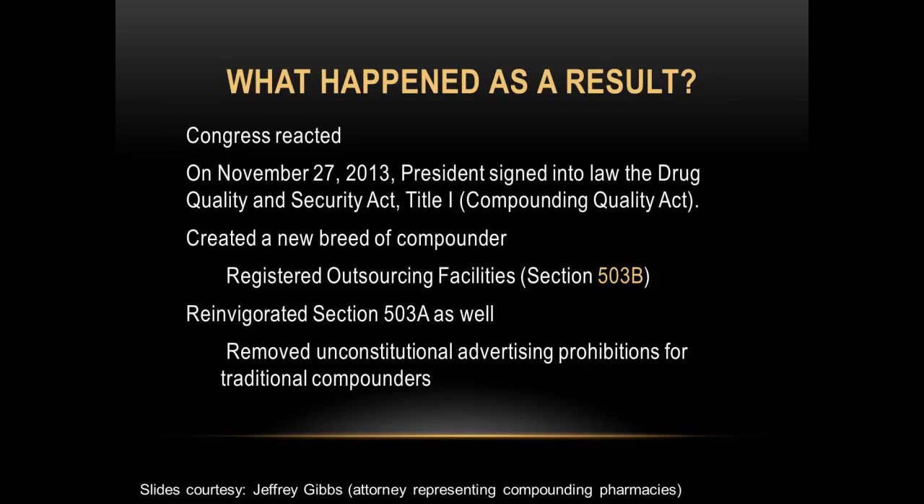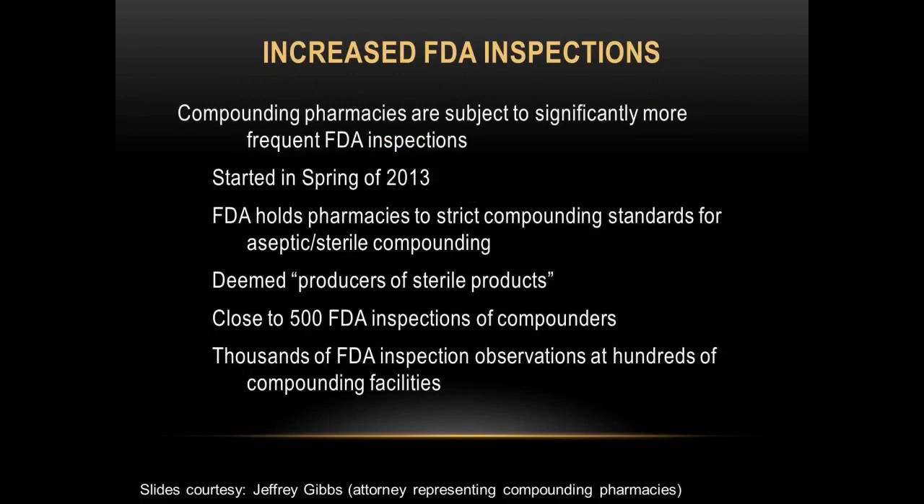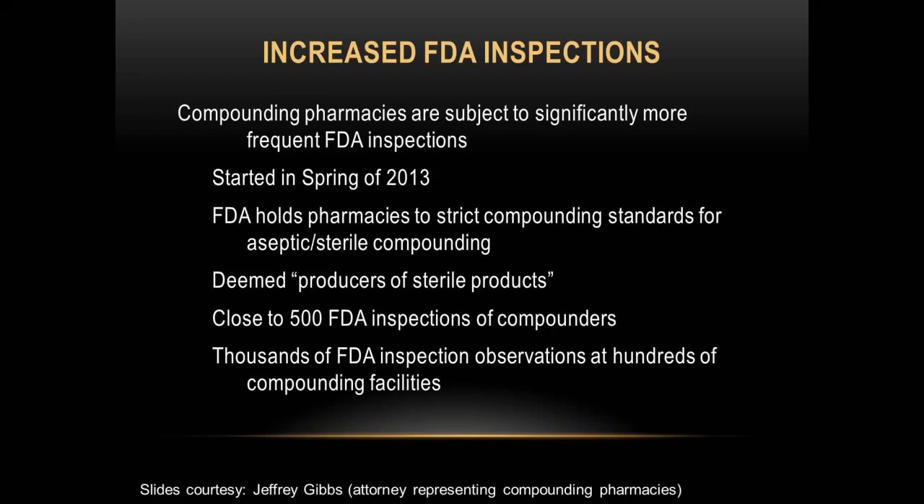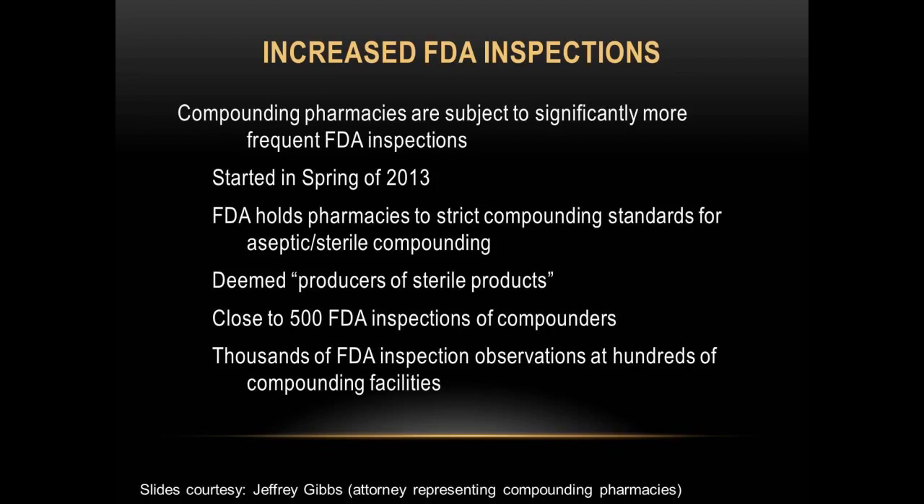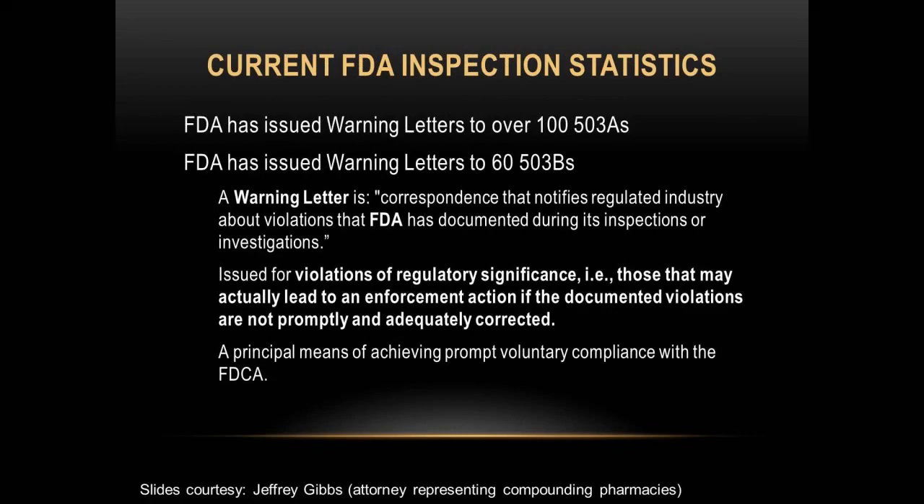Congress passed the Drug Quality and Security Act in 2013, creating these Registered Outsourcing Facilities, or 503B. They also reinvigorated the 503A compounders, and I'll talk a little bit about the differences between those two. They dramatically increased the FDA inspections for compounding pharmacies, starting in the spring of 2013. They hold pharmacies to very strict compounding standards for aseptic, sterile compounding, and they are deemed producers of sterile products. They've inspected close to 500 compounding pharmacies, and they've issued thousands of FDA inspection observations at hundreds of compounding facilities. Currently, they have issued warning letters to over 100 503A compounders and 60 503B facilities.